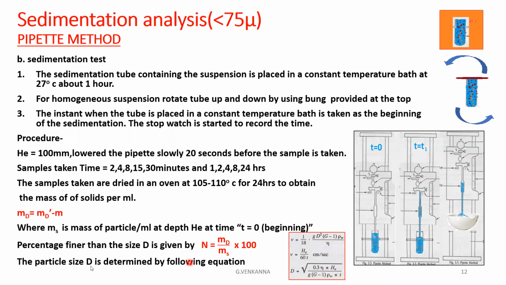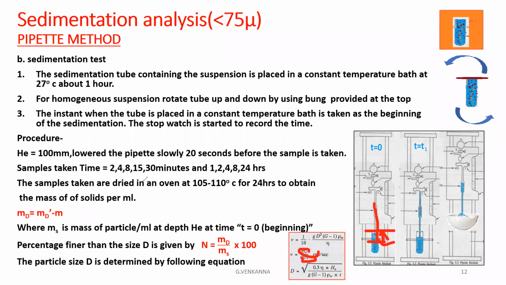After this process we can also find the particle size. How can we find it? Here we can take the effective height as 100 mm. At any time interval and any temperature, we take the sample at a depth of 100 mm. So we have to immerse this pipette at a depth of 100 mm. Here the effective height is 100 mm.